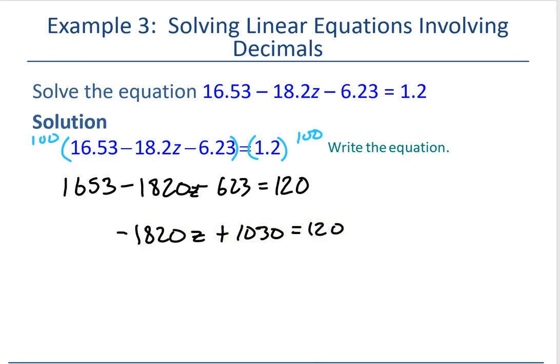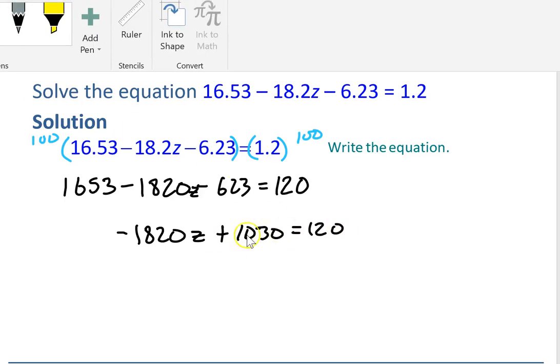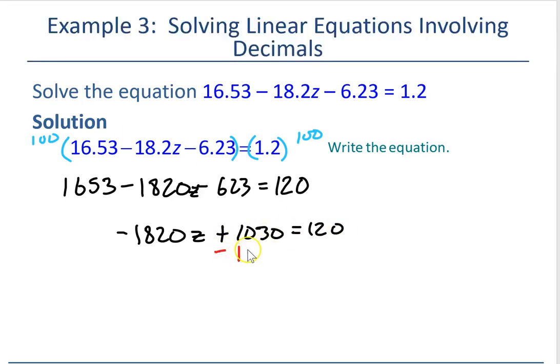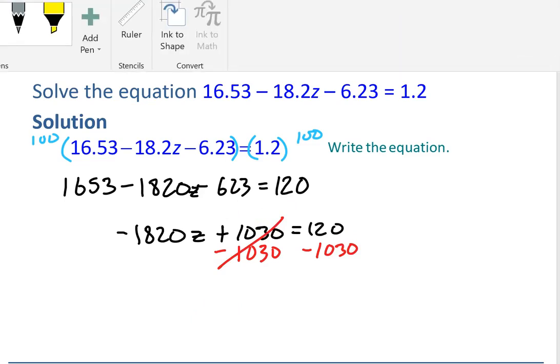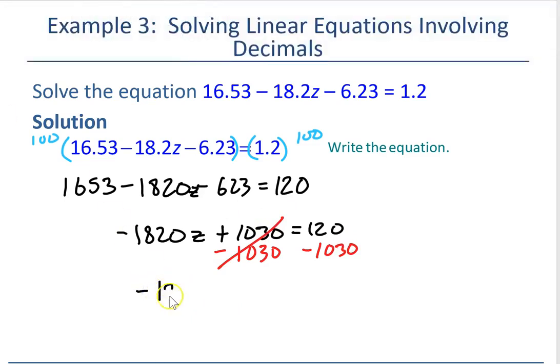Notice I've got a positive there. So let's subtract 1030, and we have to do that to both sides, sticking with our property and our rules. That reduces out, and we're left with negative 1820z equals, well, 120 minus 1030 is going to give us a negative 910.